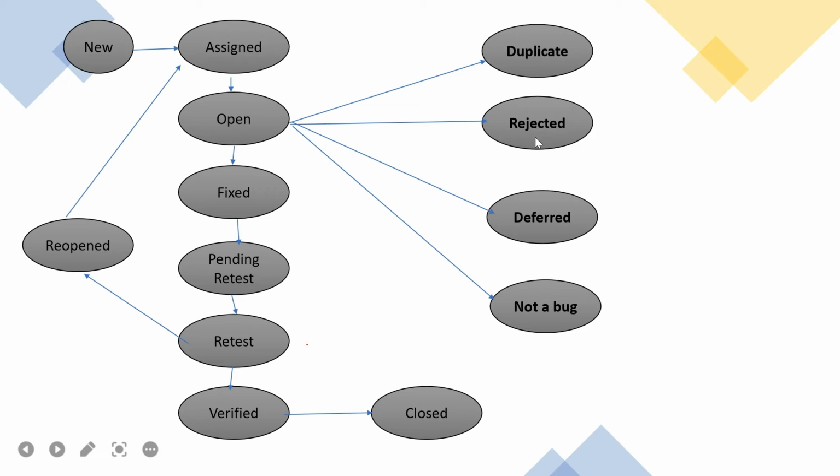So for you people, I will tell you how to write a bug on an Excel sheet. After that, I have a separate session for Jira. In that I'll show you how to raise a bug and how to update the status.